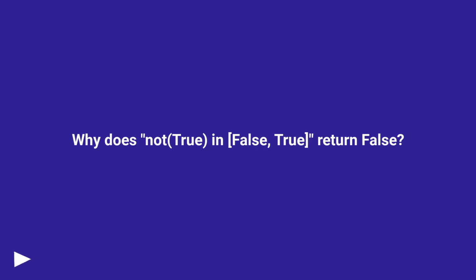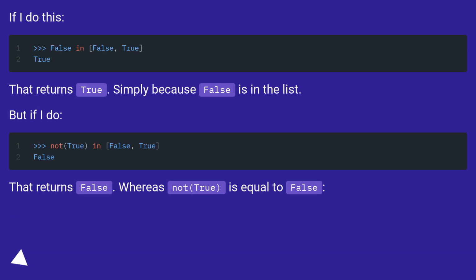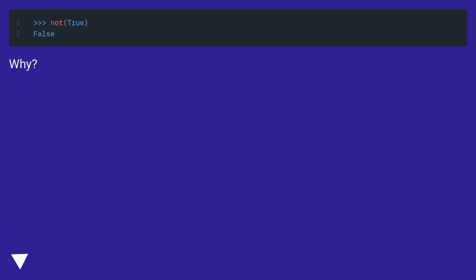Why does `not True in [False, True]` return False? If I do `False in [False, True]`, that returns True, simply because False is in the list. But if I do `not True in [False, True]`, that returns False, whereas `not True` is equal to False. Why?